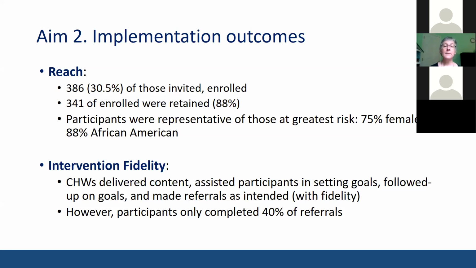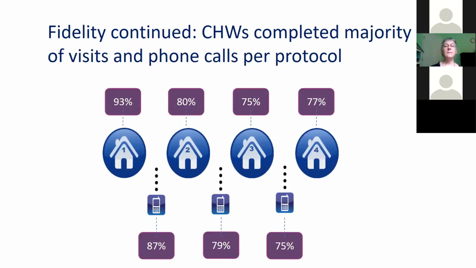Intervention fidelity, we're still working on some of the analysis here, but generally the CHWs delivered content, assisted participants in setting goals, followed up on goals, and made referrals as intended with fidelity. However, participants only completed 40% of the referrals, so that's an area for further work. And this just shows you that the CHWs completed the majority of the in-person one-on-one visits and phone calls per protocol.